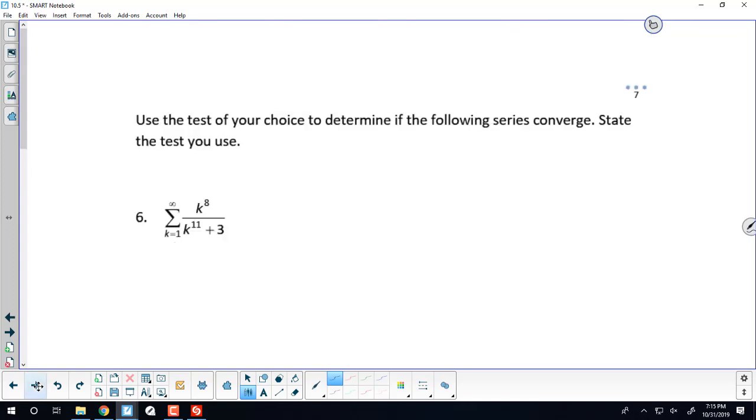I think that one's pretty straightforward. It says use the test of your choice to determine if that series converges or not. So it is convergent, if you're attempting that one at some later time. But we're going to end 10.5 with that. Are there any questions on 10.5 before we move on to 10.6?